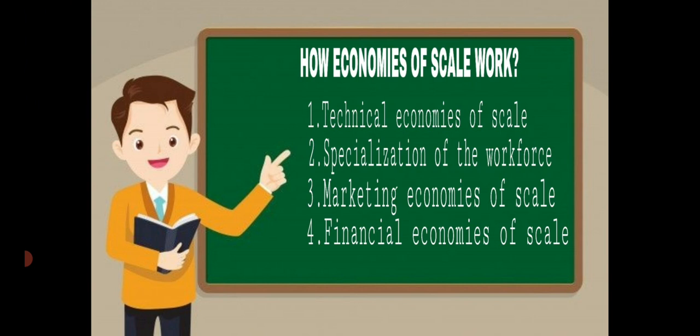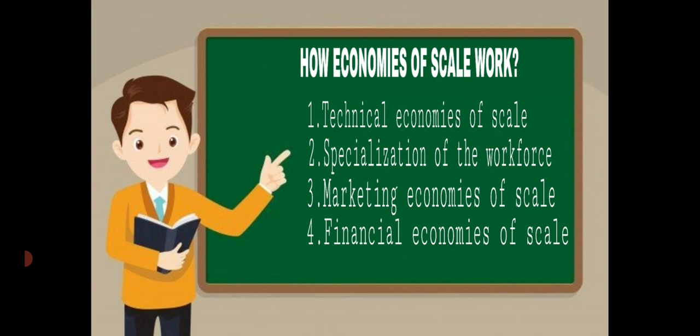And second one, specialization of the workforce. Larger companies split a complex production process into separate tasks to boost productivity. By specializing in certain tasks or processes, the workforce is able to produce more output in the same time.